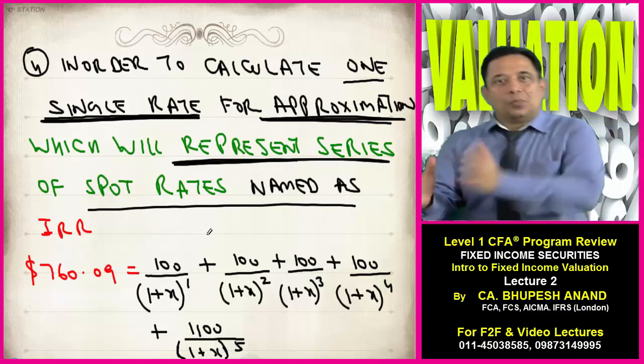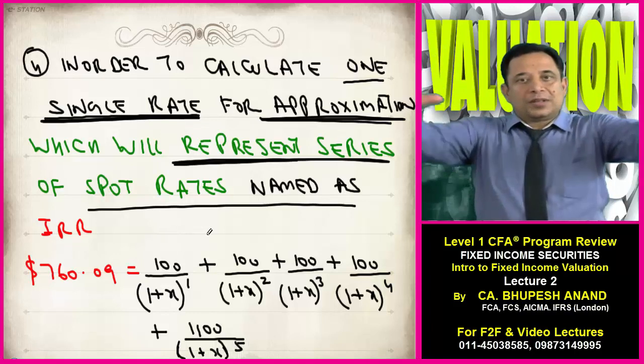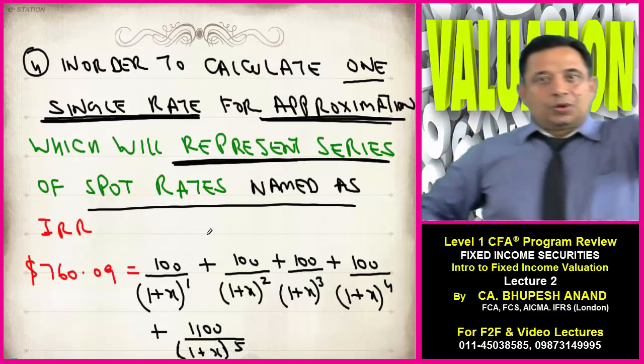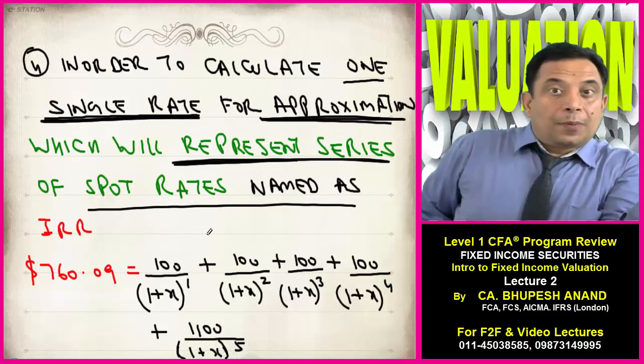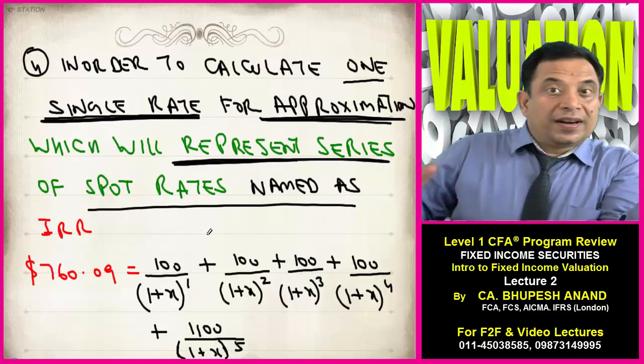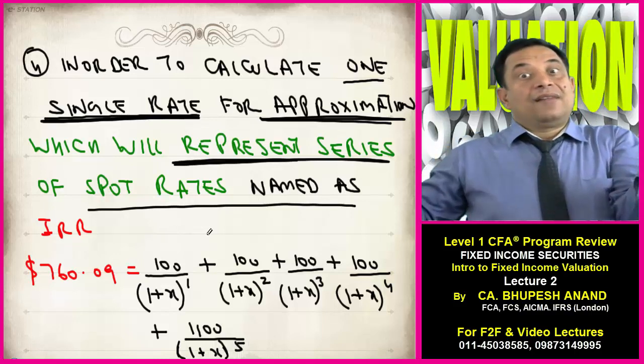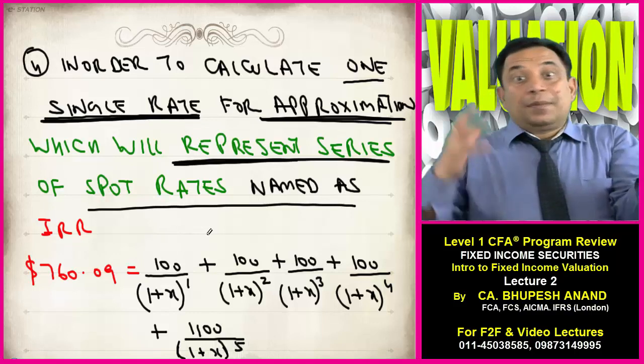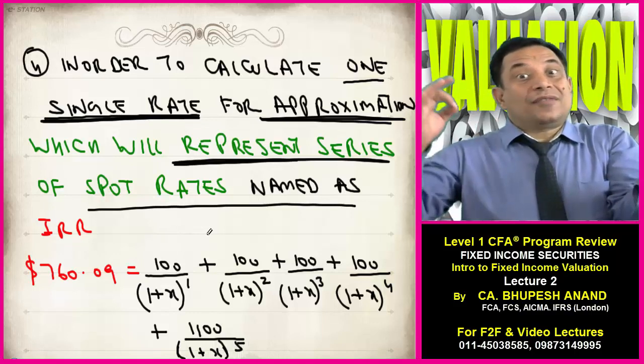So I have used the formula: present value of inflows is equal to present value of outflows. 760.09 is the outflow from the pocket of the investor, and the coupon amounts which he will be getting in future will be the cash inflows. But I don't know what the discounting rate is. That's why I've written X.